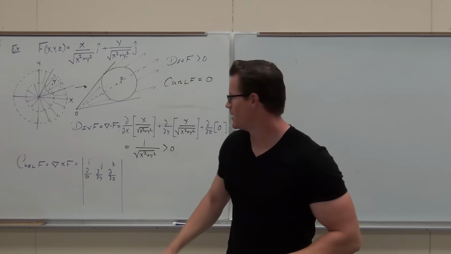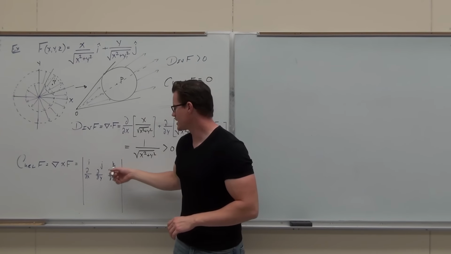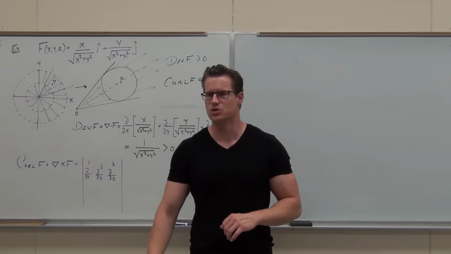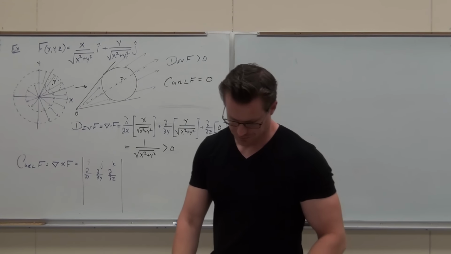Now let's set it up. I've already done part of it for you. I have i, j, k. I have partials here for you. Can you finish that off for me, please? And then we're actually going to do the curl of this thing.